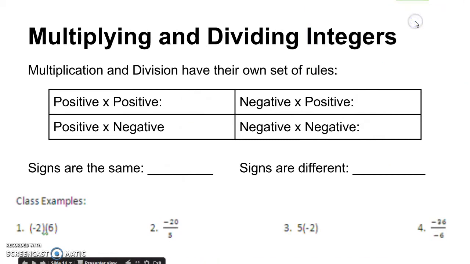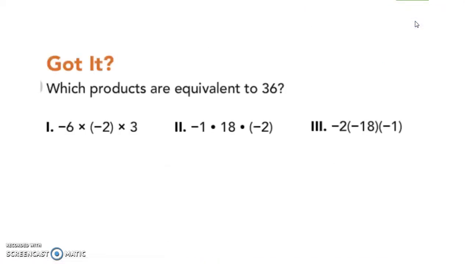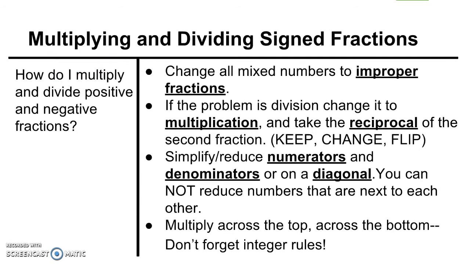I'm going to skip the easy examples and flip on to fractions and decimals. So here, multiplying and dividing positive and negative fractions. Again, we want to change our mixed numbers to improper fractions. If you try to multiply with mixed numbers as mixed numbers, it's going to give you the wrong thing. Next, we're going to change the division to multiplication and take the reciprocal of the second fraction. You might have learned this as keep, change, flip. We multiply by the reciprocal. That's only with division problems, we don't do that with multiplication. Then we see if we can cross cancel. Then we multiply across top and across bottom.